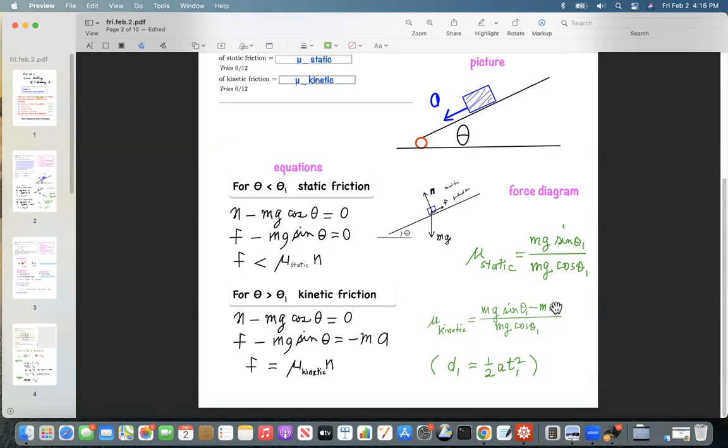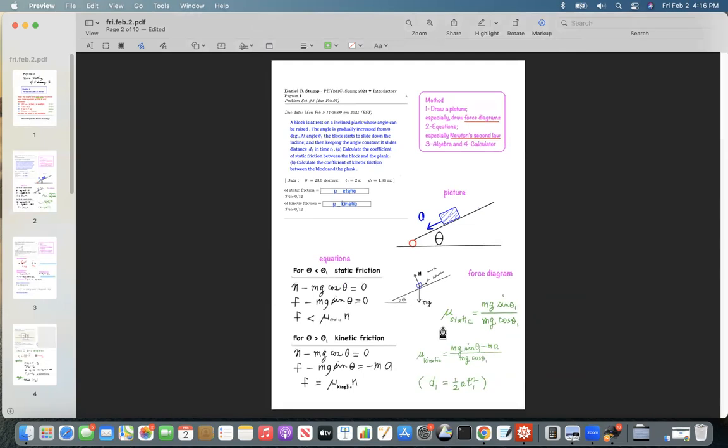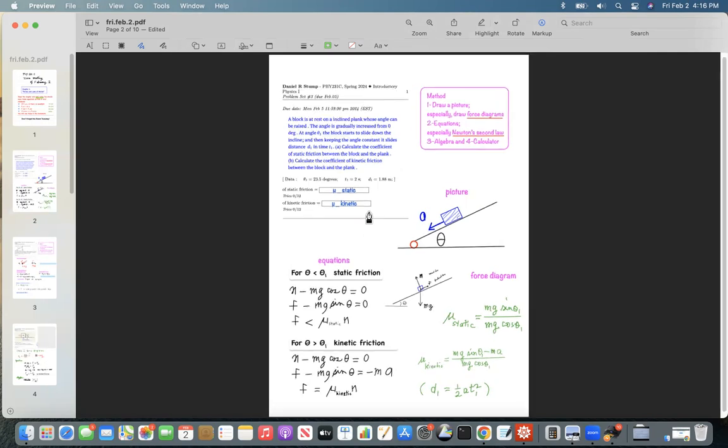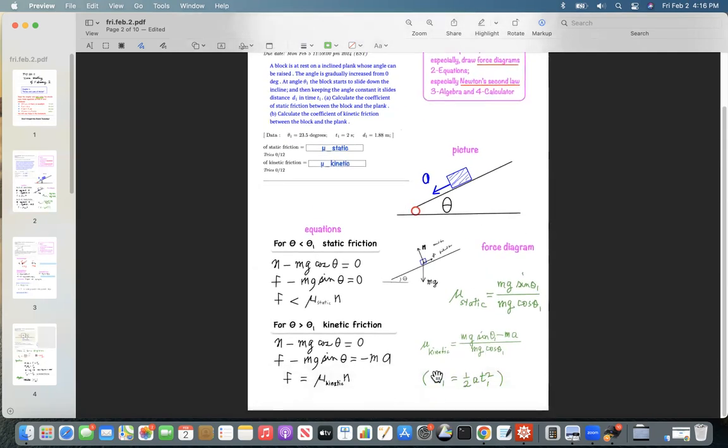Now, I'm not told what A is, but I am told that when theta is just equal to theta 0, then the block will slide a distance d1 in a time t1. So I can figure out the acceleration from the fact that the distance is 1/2 the acceleration times t squared. So I use this to calculate the acceleration. I plug that in here. Then I calculate this to get the answer to the question, mu kinetic.